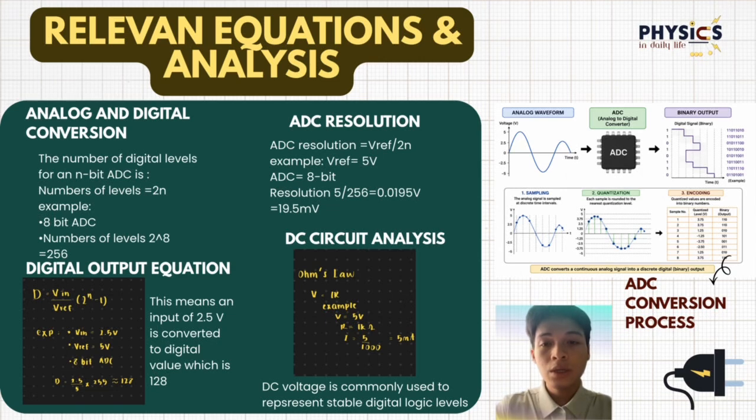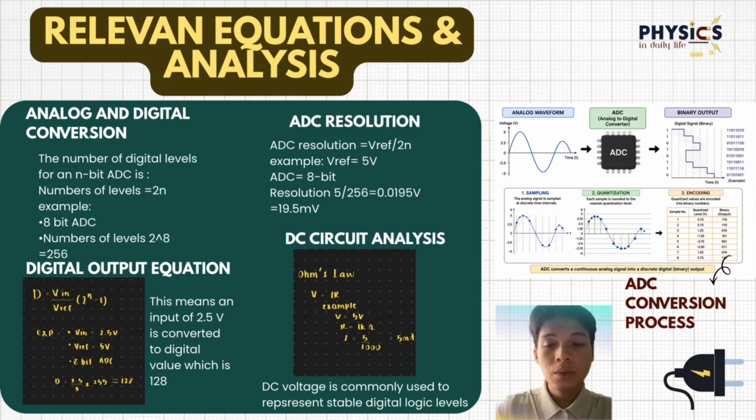is approximately 128. For DC circuit analysis, we apply Ohm's law, which is V equals IR, to determine the relationship between voltage, current and resistance. DC voltage provides stable logic levels used in digital systems. Finally, noise immunity measures how well a digital circuit can resist electrical interference.